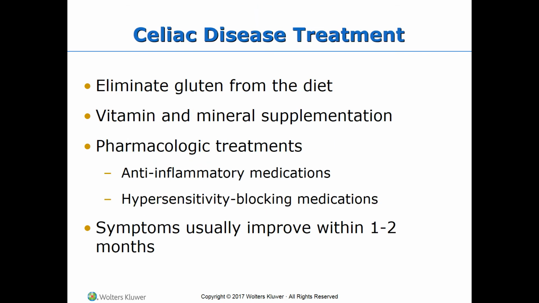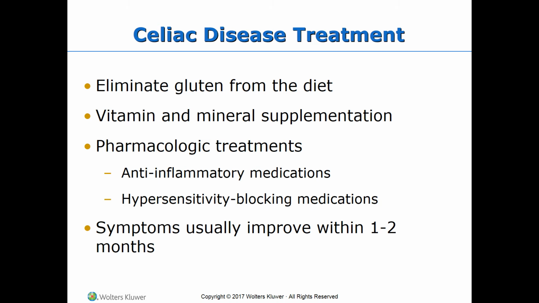So the treatment is to completely eliminate gluten from the diet of the person, and the person can still have some other macromolecules in their diet, like corn and rice, because they don't have gluten, so they will provide carbohydrates. The person can also have supplements of vitamins and minerals. During acute periods of celiac disease, they can take anti-inflammatory drugs and hypersensitivity blocking medications that can help to reduce the inflammation of the enterocytes.